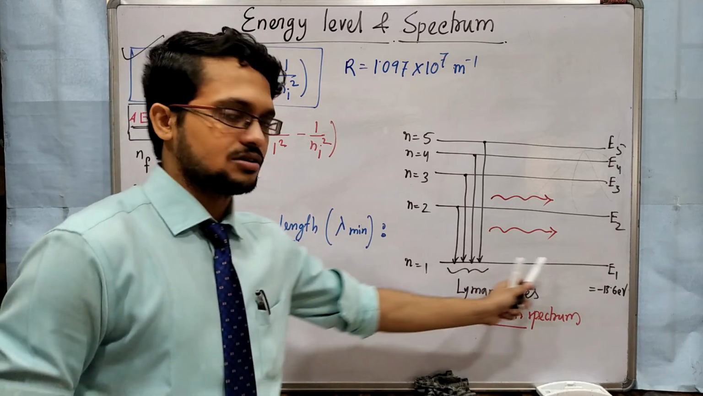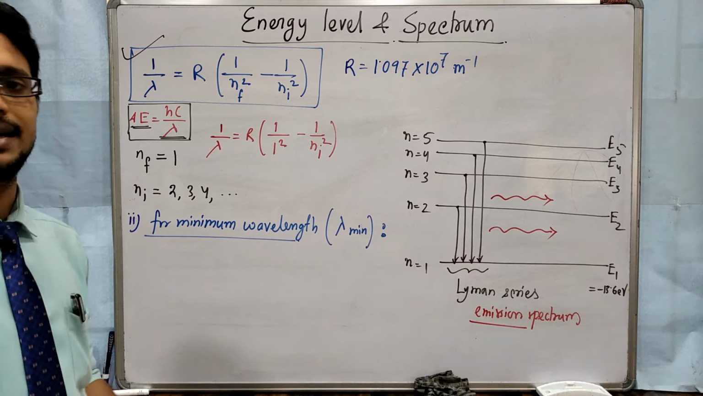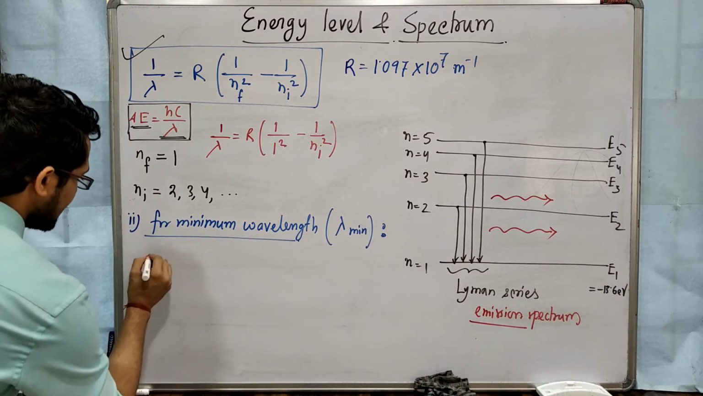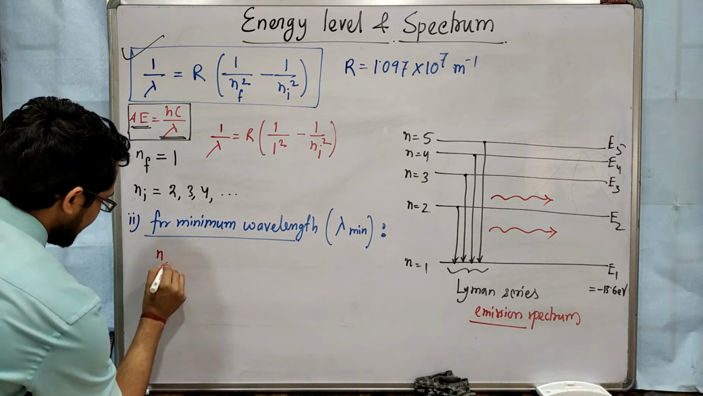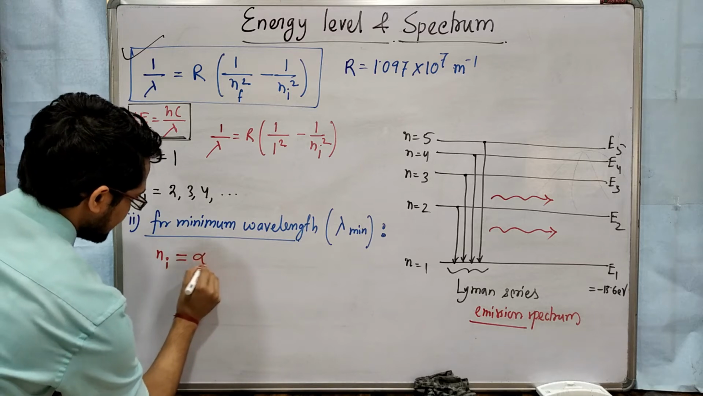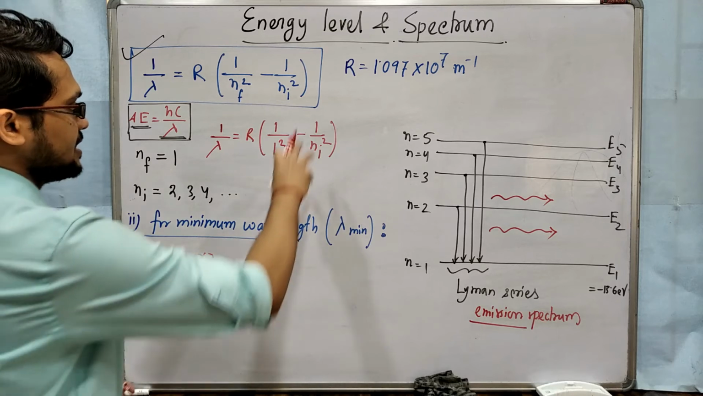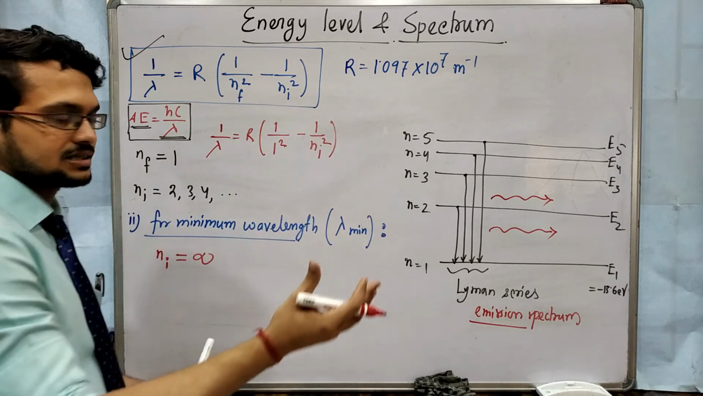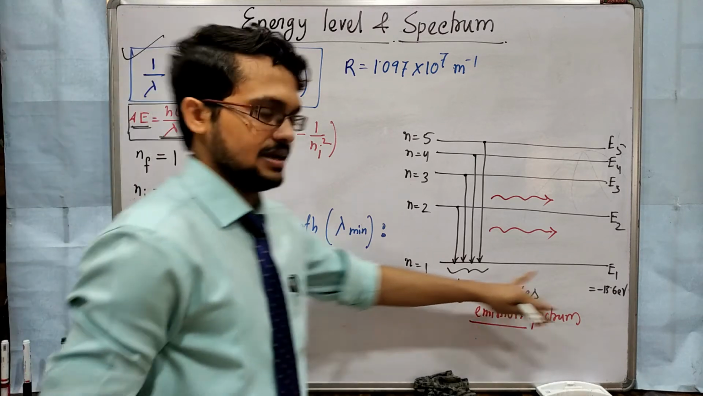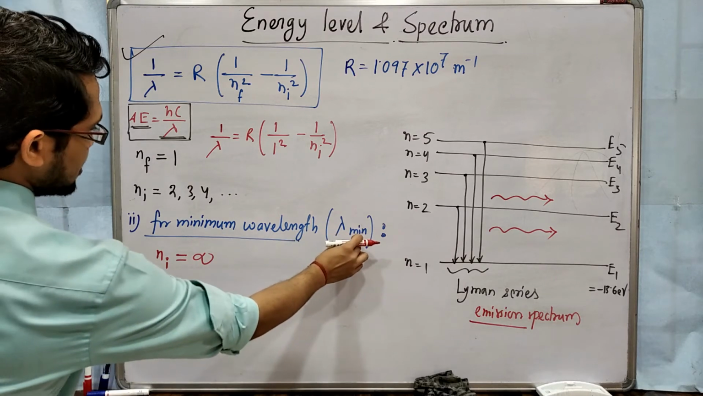The final energy state is always n equal to 1. So what should the initial energy state be so that we get the maximum energy difference? For minimum wavelength, ni will be infinity. Clear? If we take infinity, this part is removed, no subtraction, so we get the total energy of this level. No need to remember. Here we want to find lambda min.